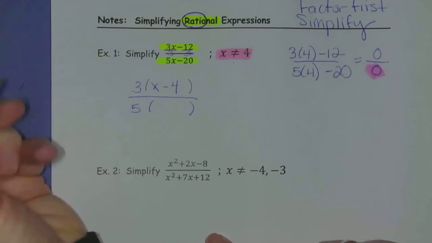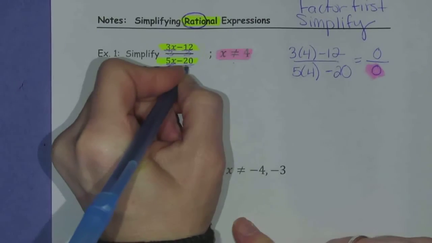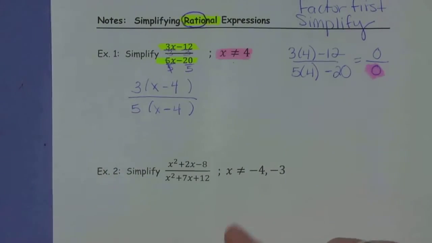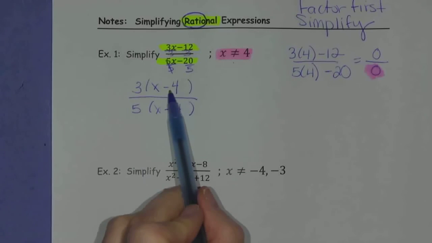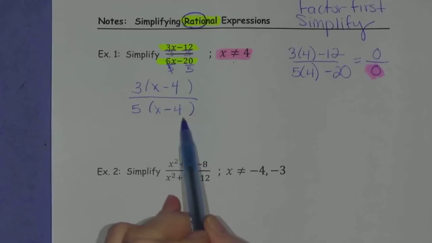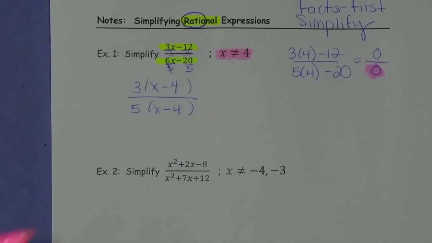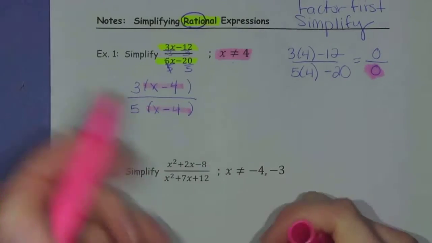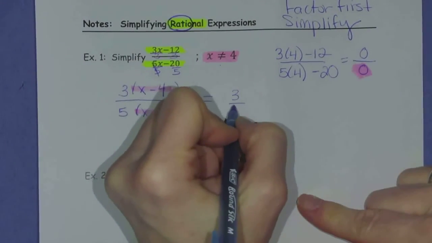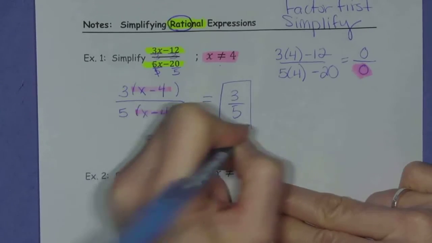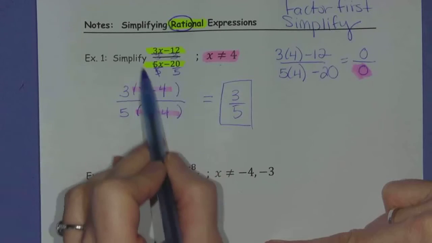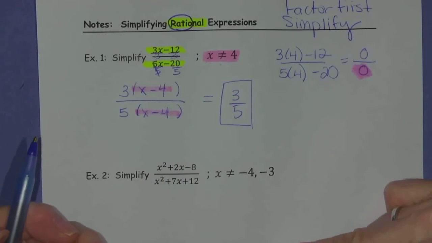On the bottom, the GCF for 5x minus 20 is a 5, and I'll be left with x minus 4. So now I have 3 times x minus 4 divided by 5 times x minus 4, and so I may cancel out these x minus 4s, cancel, cancel, and I'm just left with 3 over 5. Final answer. This is the simplified version of this rational expression.